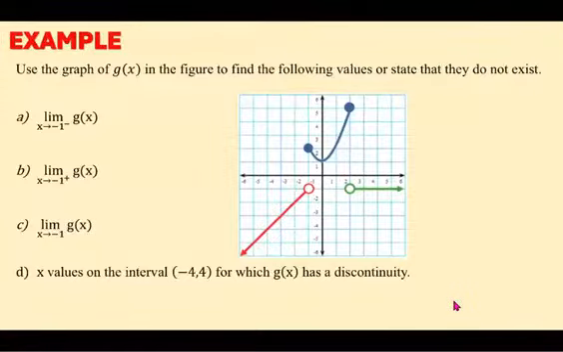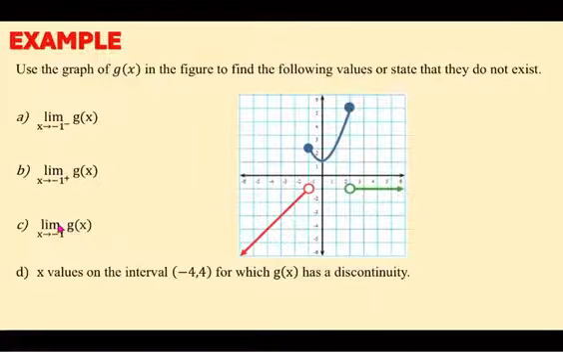So here is our first example. Use the graph of g of x. The graph given here is the graph of the function g of x. In the figure, find the following values or state that they do not exist. The first one: limit as x approaches -1 from the left of g of x. In B, we have to find the limit as x approaches -1 from the right of g of x. And in C, we have to find the limit as x approaches -1 of g of x.